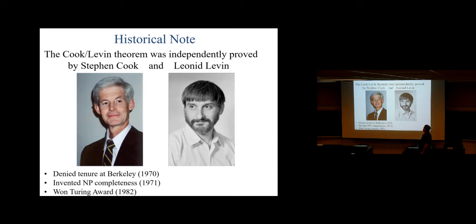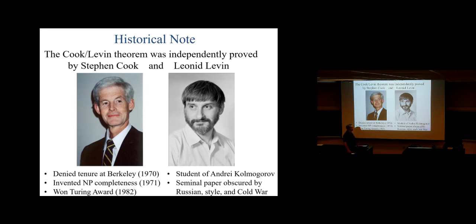It's the hardest problem in NP. Ironically, Stephen Cook was denied tenure at Berkeley. This is probably Berkeley's worst tenure decision ever, because he got the Turing Award just a few years later, invented this entire theory of NP-completeness, and became a huge hero. Leonid Levin was basically obscured by where he lived in the Cold War and how he wrote the result. But he was a student of Andrei Kolmogorov, who pioneered statistical theory, randomness theory and chaos theory back in the Soviet Union in the 40s and 50s. So at least he had a very illustrious PhD advisor.